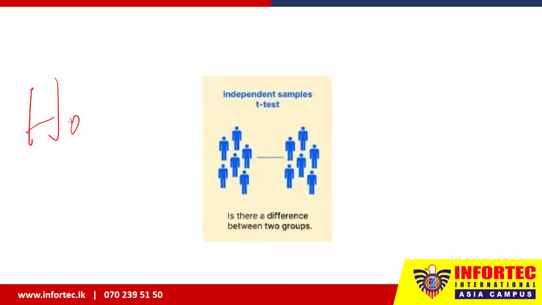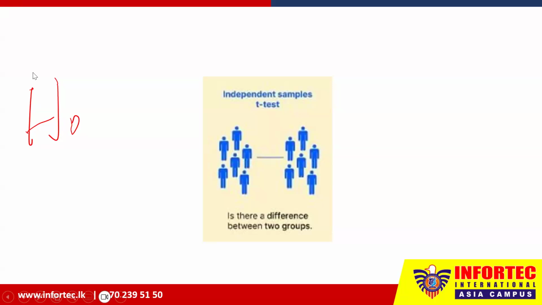So here also you are considering only one variable, weight. It's a numeric one. And then you have two samples. Those two samples are independent. So then you can perform the independent sample t-test or the pooled t-test. Okay. So I will move to the next one.